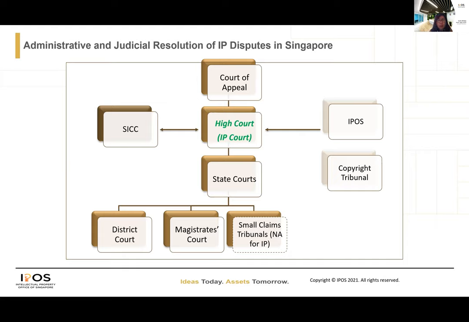Just to let everybody know, within the High Court, we have the IP Court. What we mean by that is it's not a physically separate court from the High Court, but within the High Court, we have specialist IP judges who are definitely well-placed to resolve IP disputes. And also a note on SICC, or Singapore International Commercial Court, certain types of disputes can be resolved at the SICC. And again, we have very distinguished IP specialists who are sitting as judges at SICC.